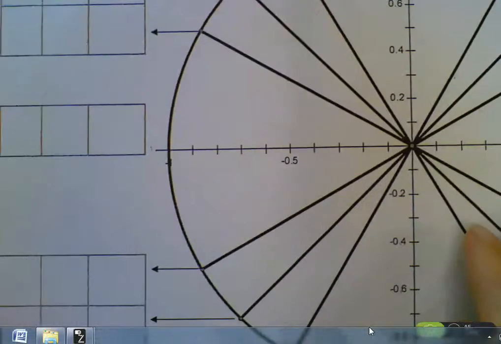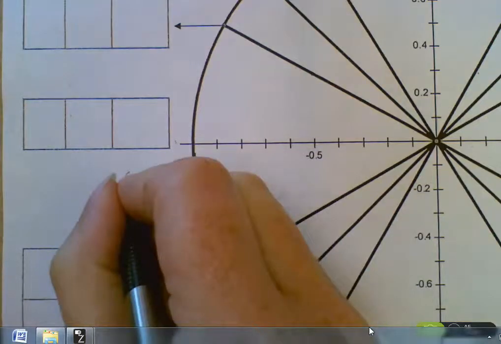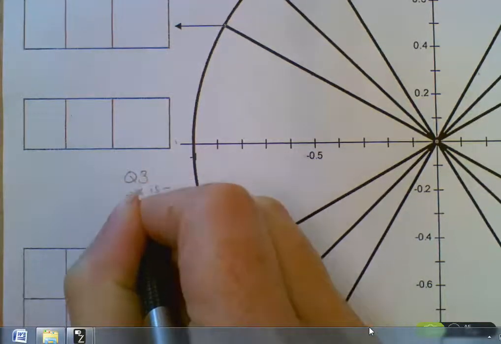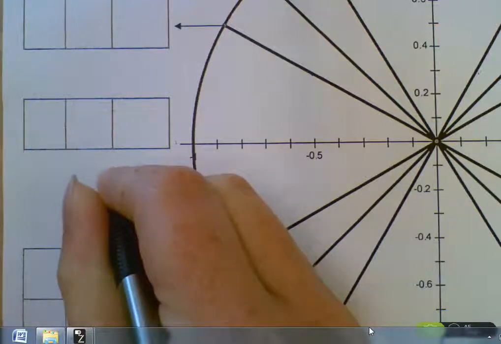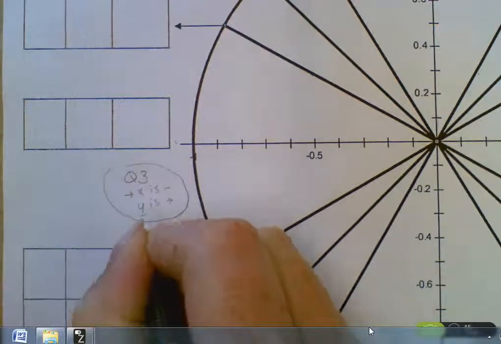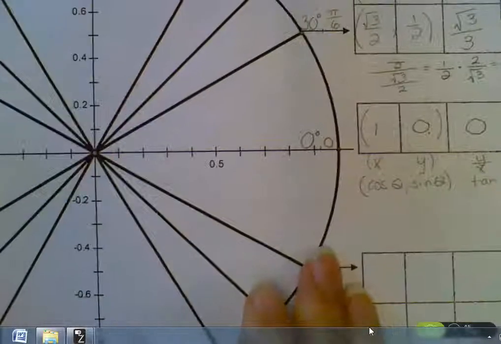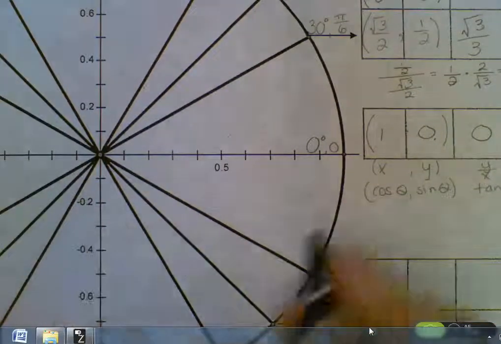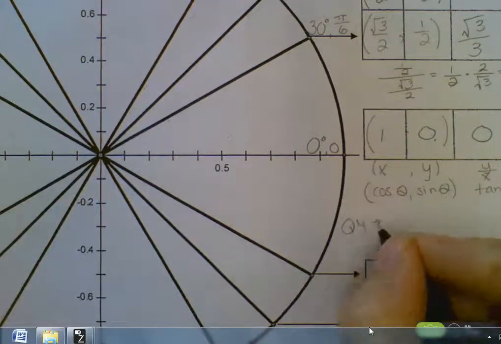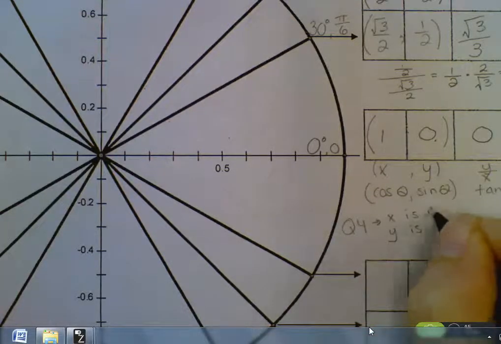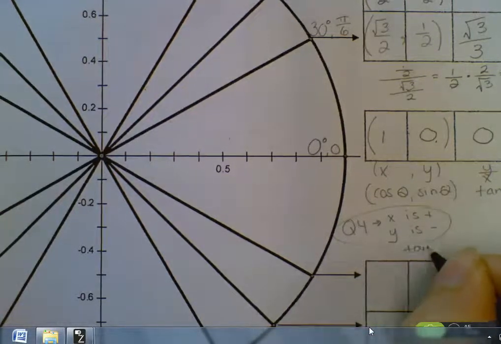Go down into quadrant 3. Okay, x is negative, y is negative also. So that means that tangent is going to be positive. Okay, and then in your last quadrant, you can see that x is positive, y is negative. So quadrant 4, x is positive, y is negative, and that means tangent is going to be negative.